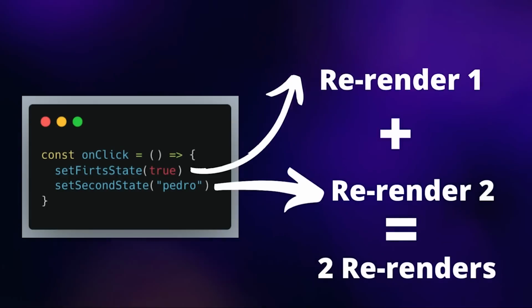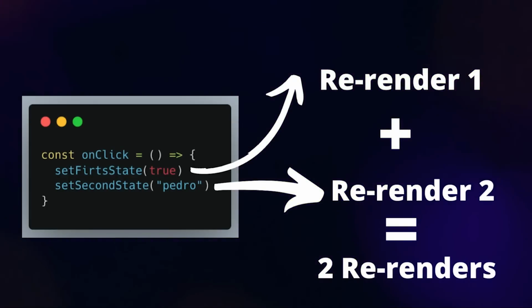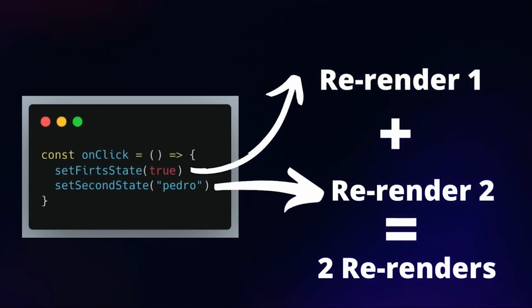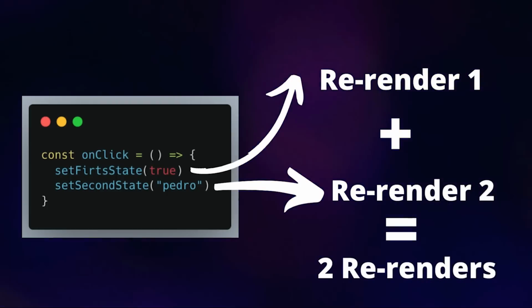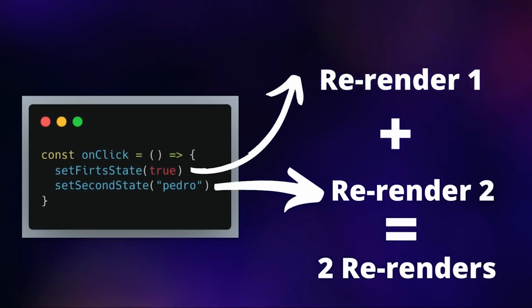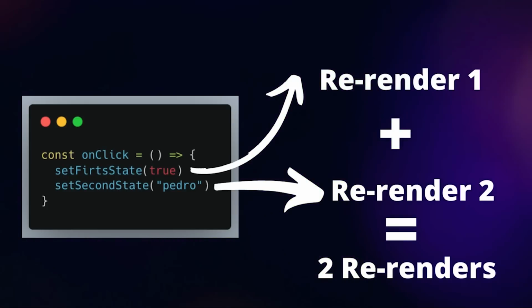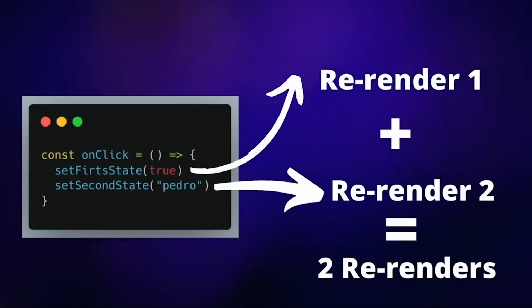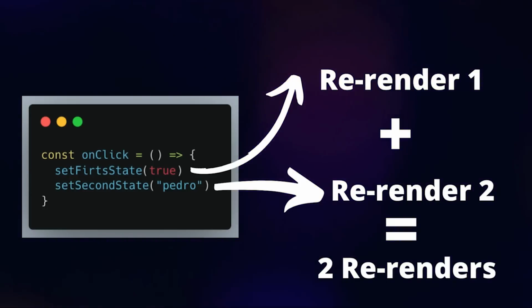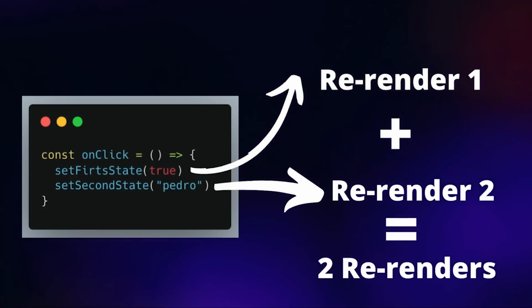It will be done completely automatically. Main places would be, for example, when you're fetching data or inside of a promise or something like that, right? Any kind of event, any kind of place where you have two states being changed together, it will batch the changes together and only re-render once.